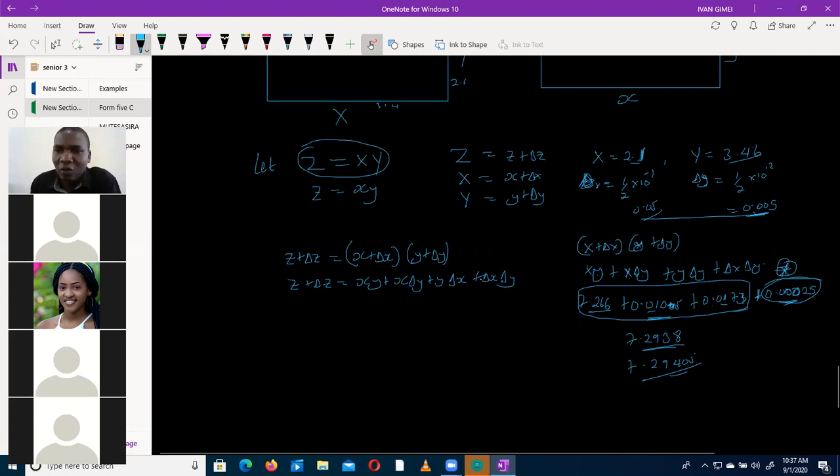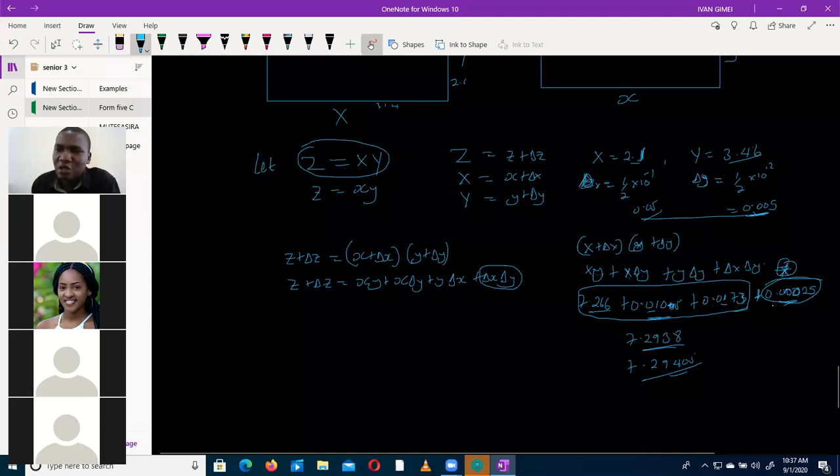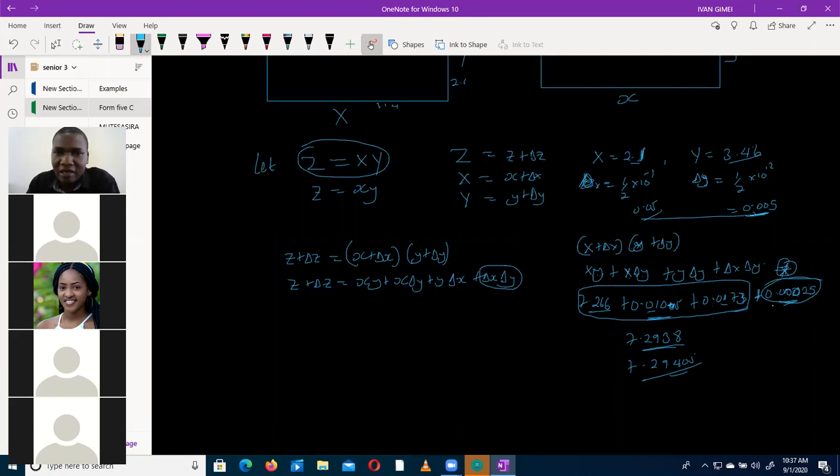Now here, we have to ignore it. We leave it out. Why? Because even if you don't add it here, it doesn't create a very big difference. This is 7.2938. If I round off, it also gives me 7.294. Here, it is the same thing. Even after adding this, it's almost the same. So it's a negligible value. It is ignorable. We can leave it out.